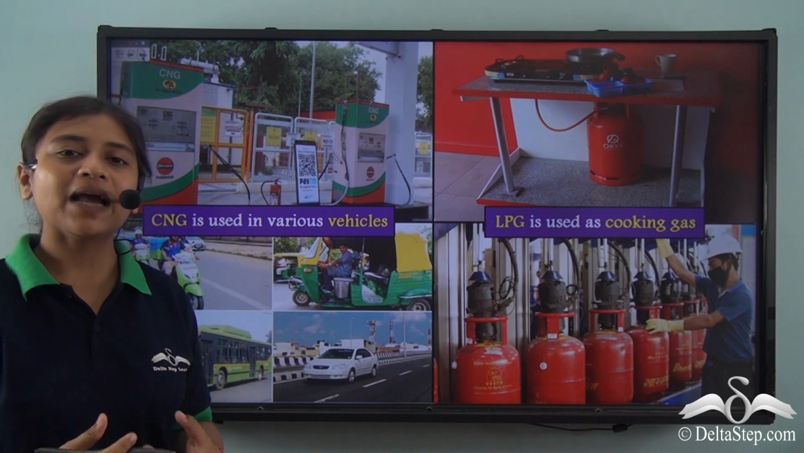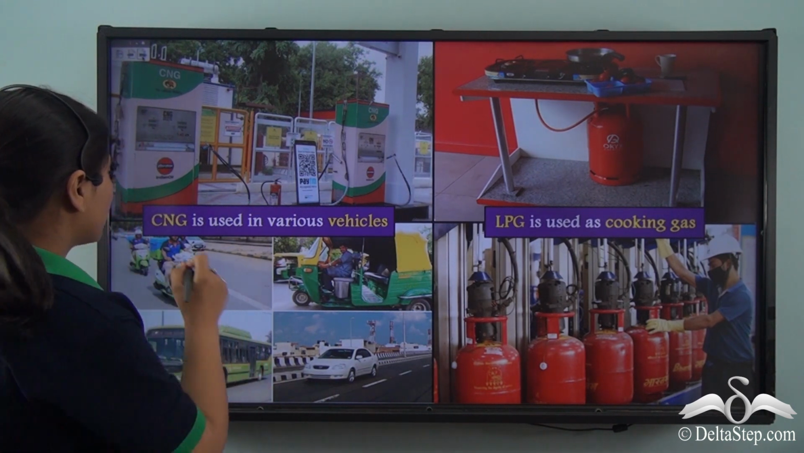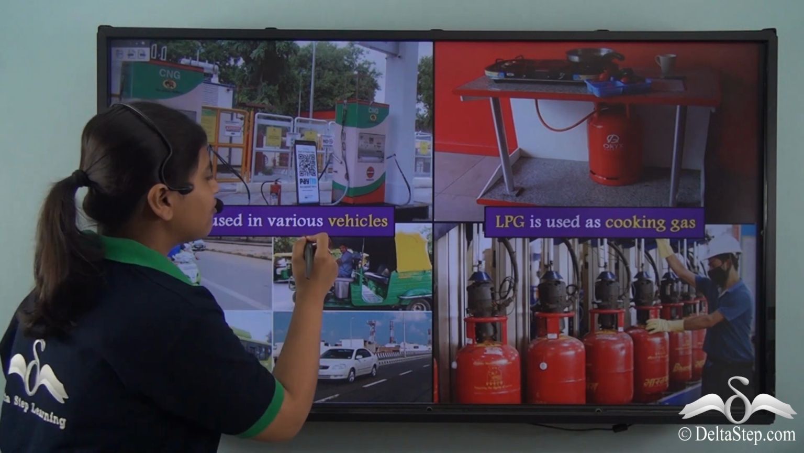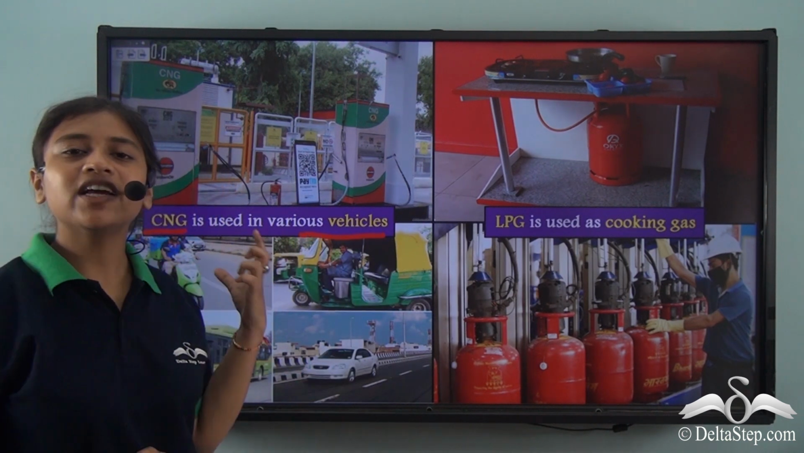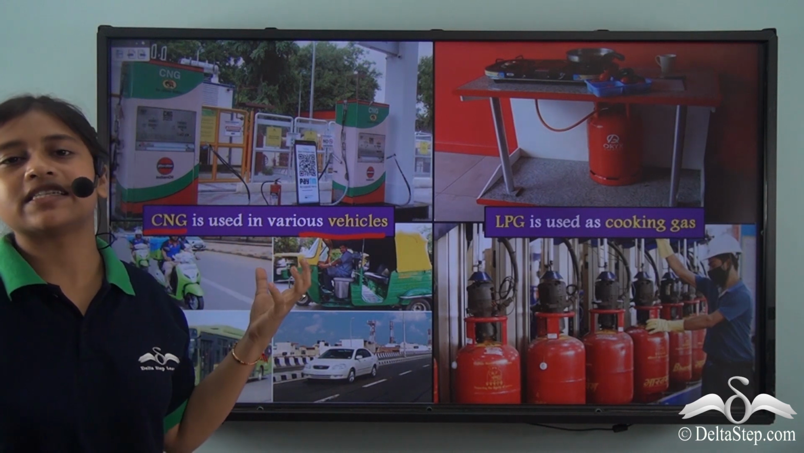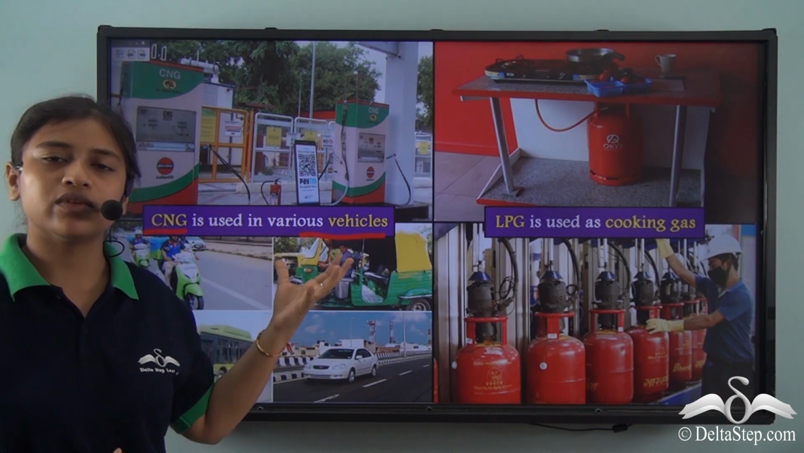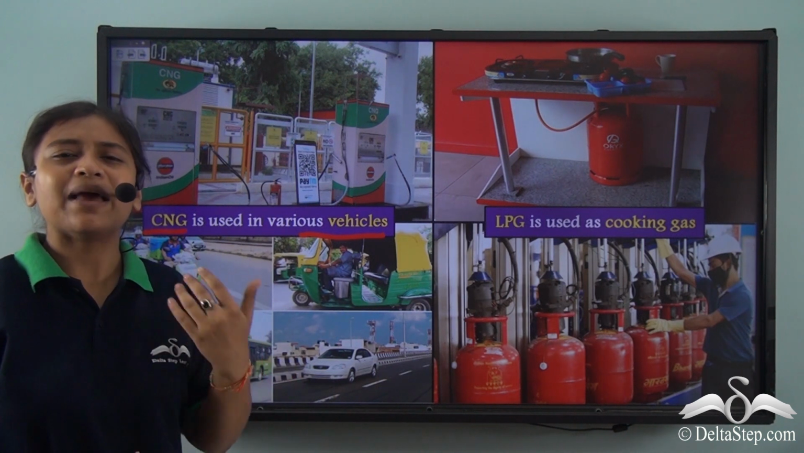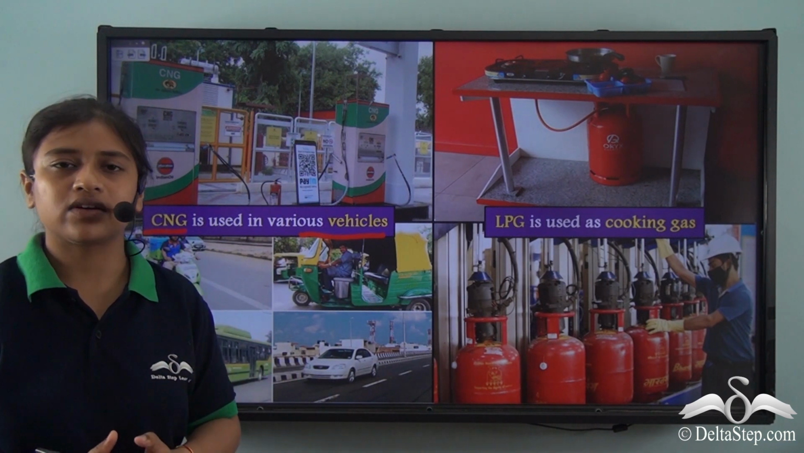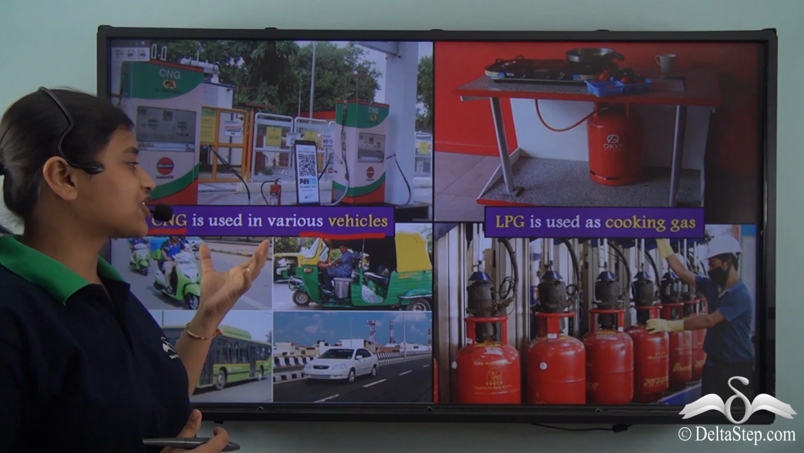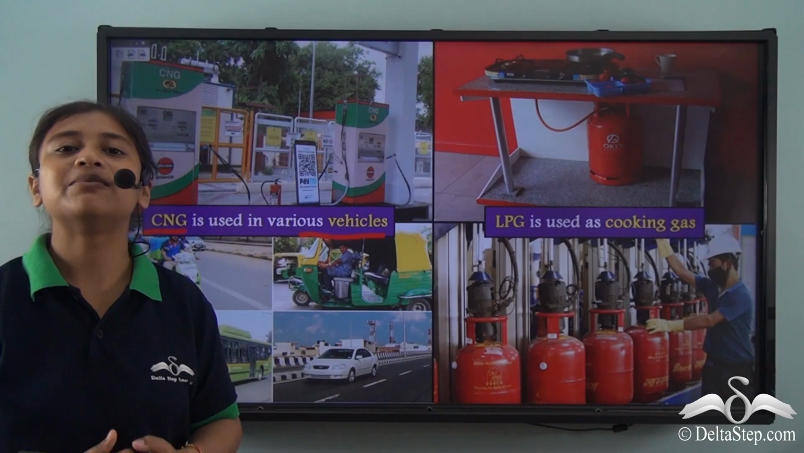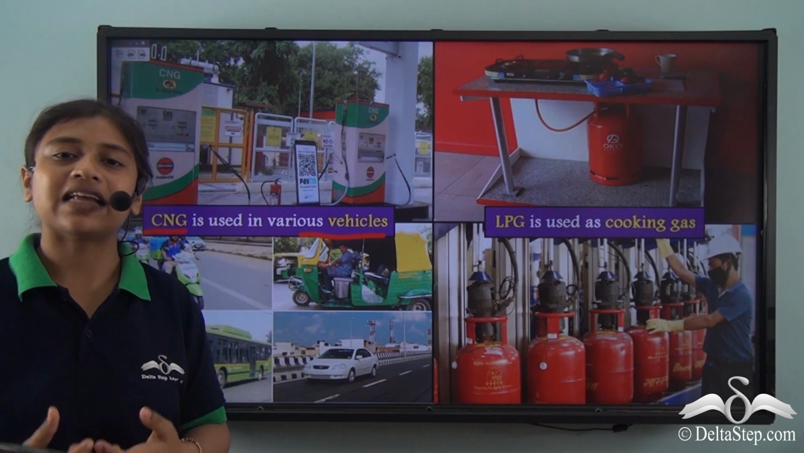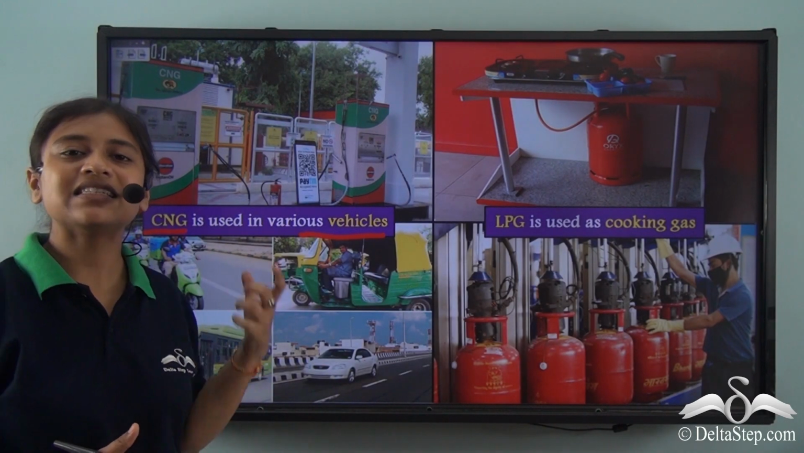Now, important byproducts of natural gas are compressed natural gas, that is CNG. It is used in various vehicles. This is a very good and modern alternative to petroleum-based fuels that cause a lot of air pollution because they cause emission of huge amounts of carbon dioxide. However, compressed natural gas used in vehicles causes less emission of carbon dioxide, which is more eco-friendly. Therefore, we must adapt to this better alternative, that is CNG.